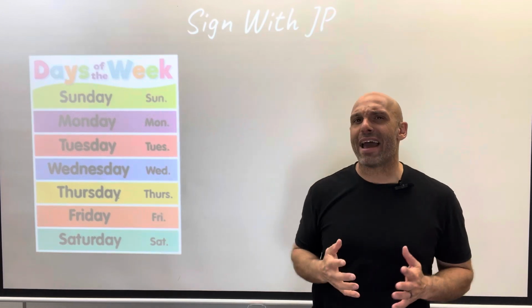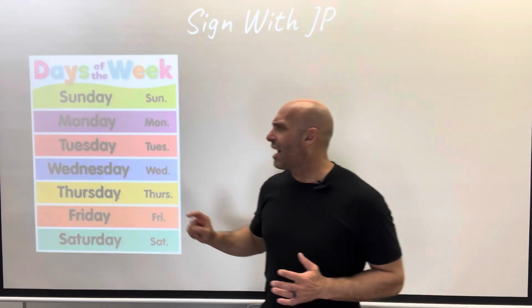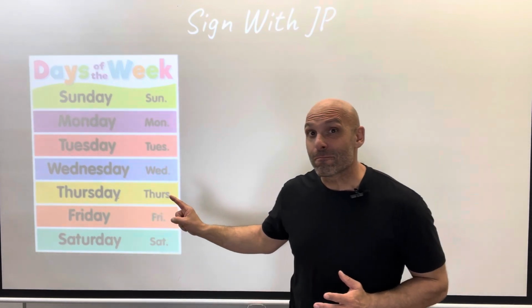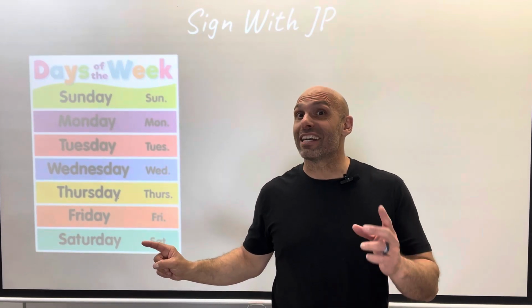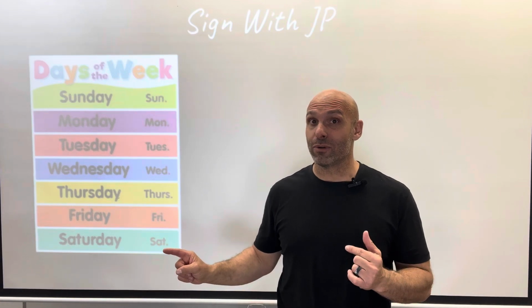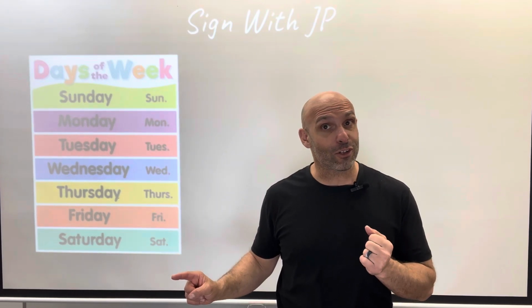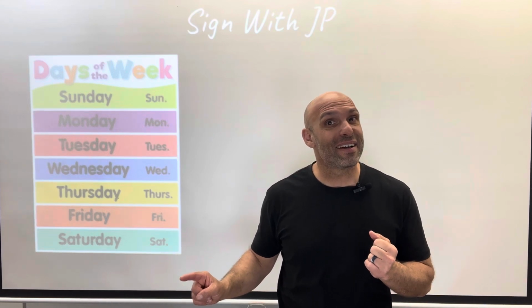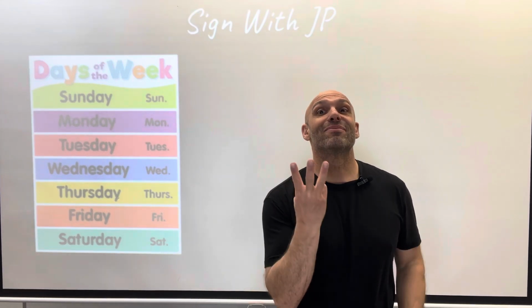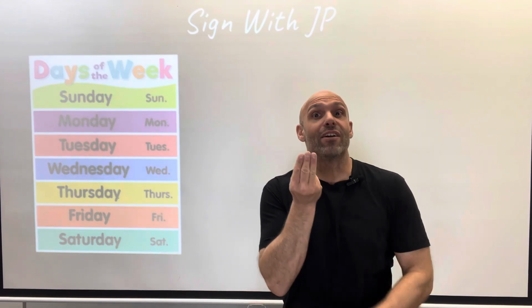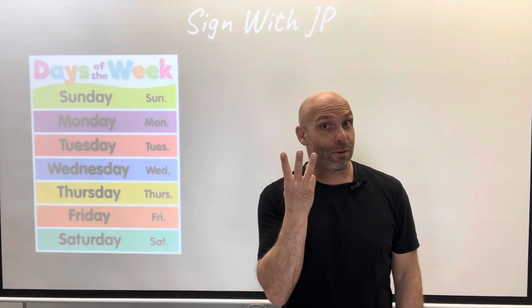Okay, so knowing that pattern, how do you sign Wednesday? Yep, you're going to take a W, palm towards you, fingers up, and spread because it's a W, and move them in a circle. Right? Monday, fingers together. Wednesday, fingers spread apart.